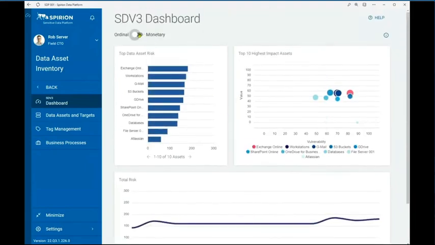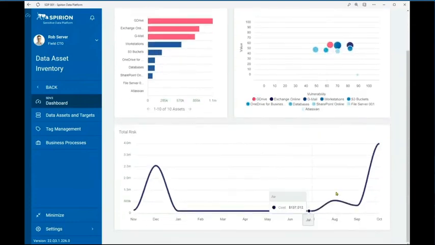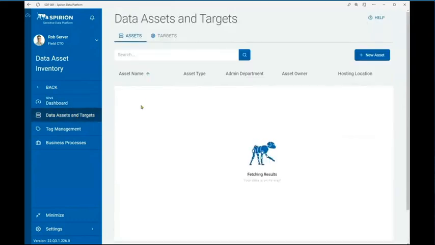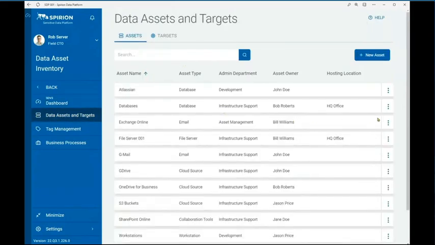However, if you switch over to monetary, I've ingested a lot of information, and thus we're moving into a much more risky space for the data we're holding. Maybe we should decrease that amount of data we're looking at. All right, so there's some bits here that we look at, such as data assets and targets. Let's take a look at Exchange Online asset.